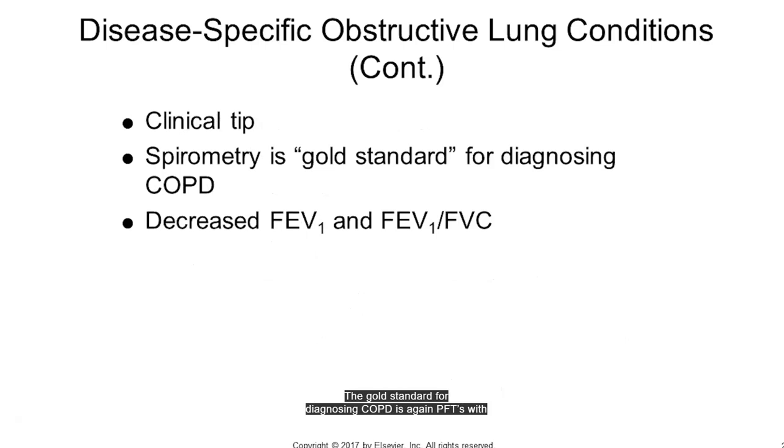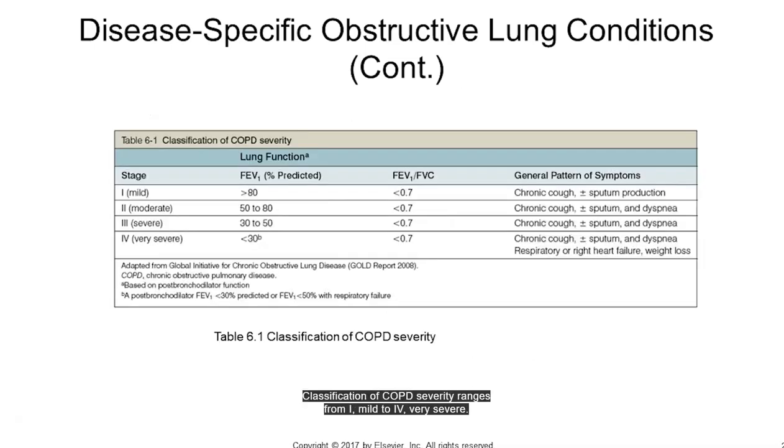The gold standard for diagnosing COPD is again PFTs, with the FEV1 to FVC ratio as a definitive test as previously discussed. Classification of COPD severity ranges from 1 mild to 4 very severe. For the classification to be considered mild, FEV1 will be greater than 80% of predicted, FEV1 to FVC less than 70% of predicted, with symptoms of chronic cough with or without sputum production. Stage 2, which is moderate disease, will show FEV1 between 50 to 80% of predicted, FEV1 to FVC less than 70% of predicted, and the symptoms of cough with or without sputum and dyspnea.